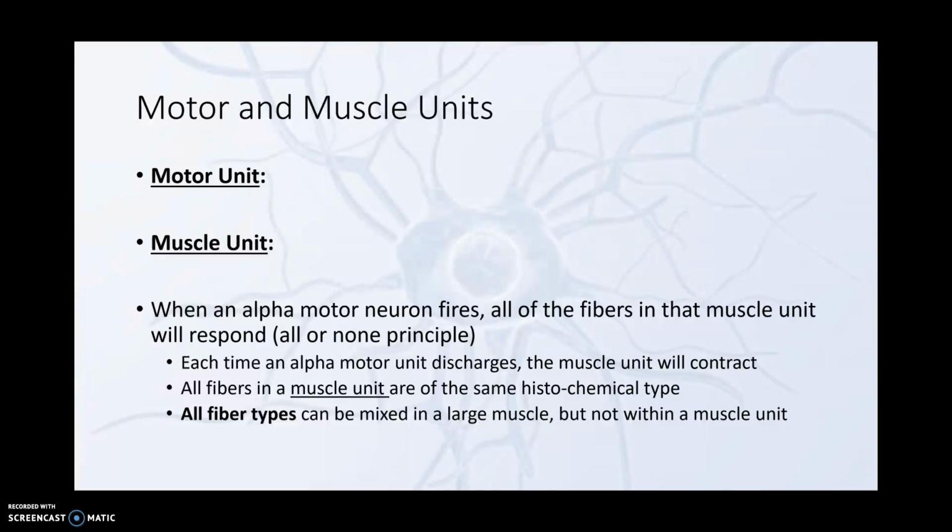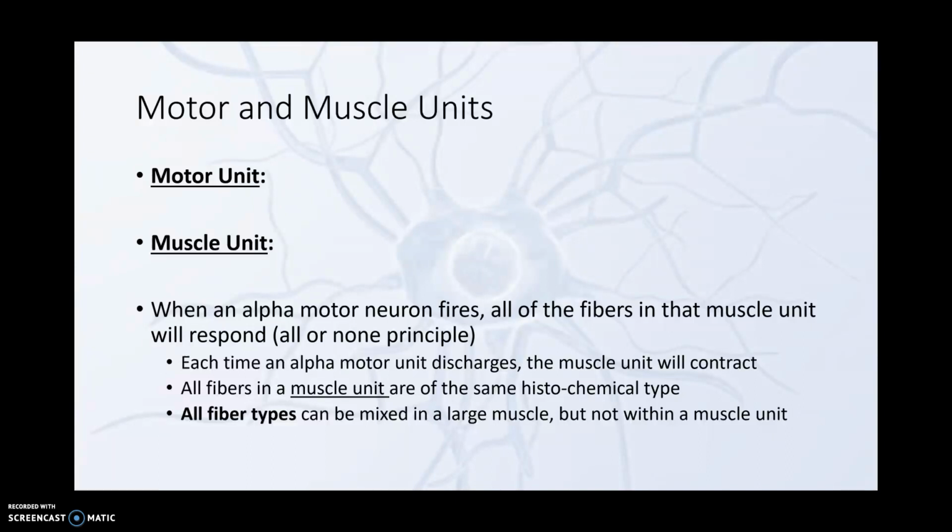All fibers in a muscle unit are of the same histochemical type. So in that muscle unit, which goes with the motor unit, is the same histochemical type. So they're the same if we were to look at them underneath the microscope. Their properties would be the same.